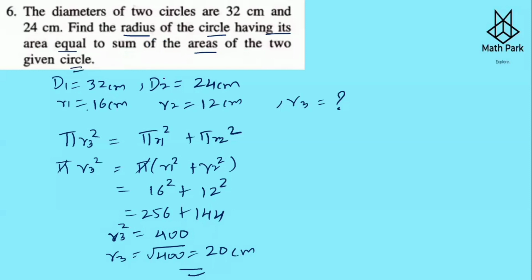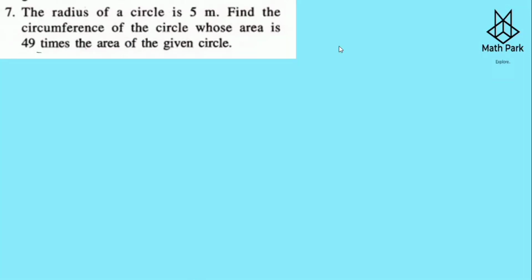The radius of the circle is given to you as 5 meters. So let us take R1 is equal to 5 meter. Find the circumference of the circle whose area is 49 times the area of this circle. So the area of this given circle is equal to pi r square, which is pi into 5 square. 5 square is 25, so this is 25 pi.